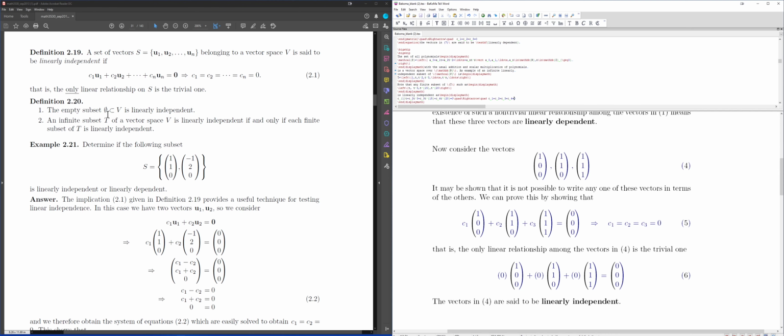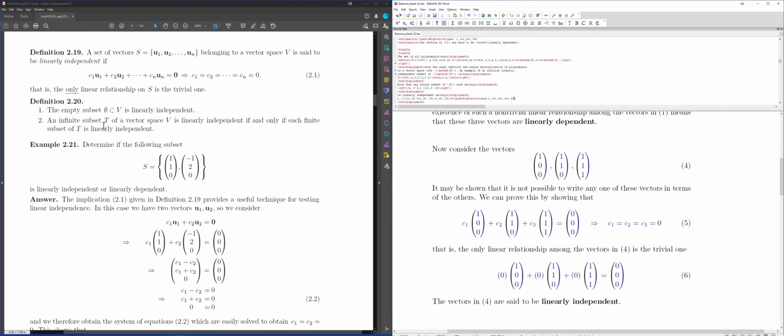Why you do that, you'll see when we get to basis and so on. You want things to be consistent. So this definition is chosen to be consistent with your other cases. But anyway, we just take it as a given for the time being that the empty subset is by definition linearly independent.